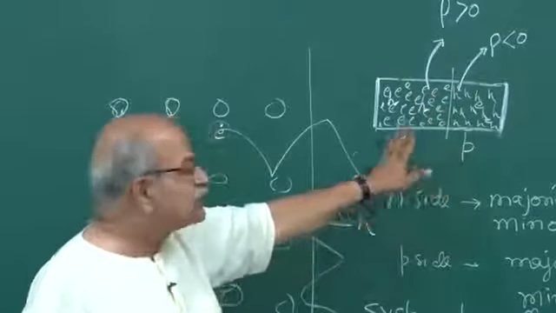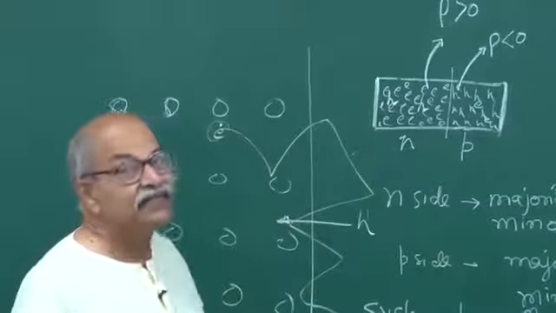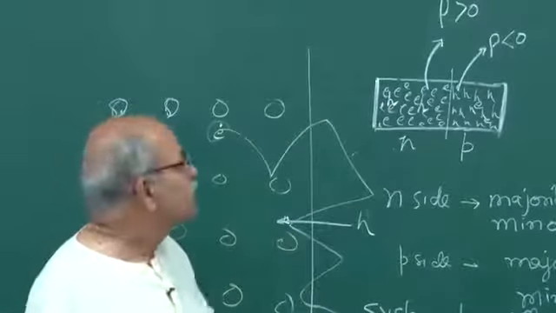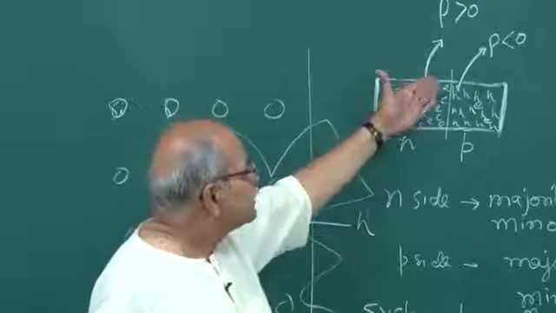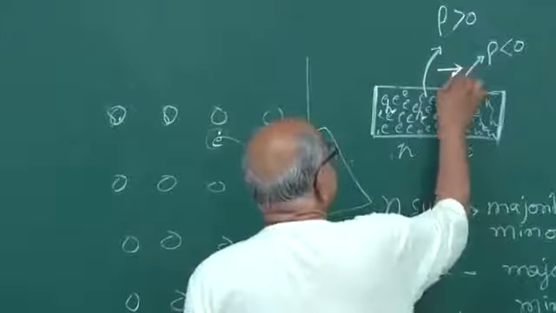Why? That is because once the charge densities are there, you will also have an electric field. Okay? If the positive charge density is here, negative charge density is here, you will have an electric field like this.